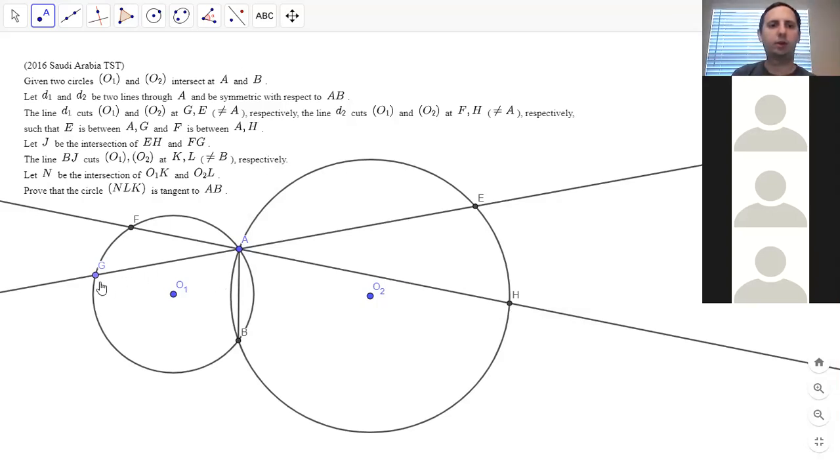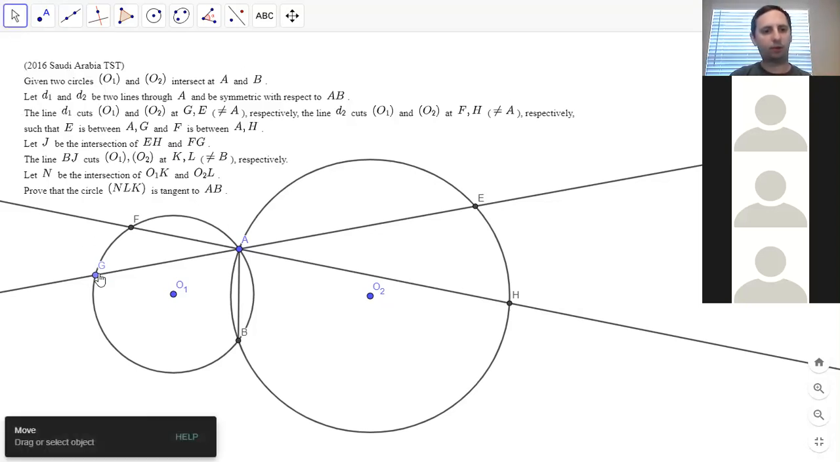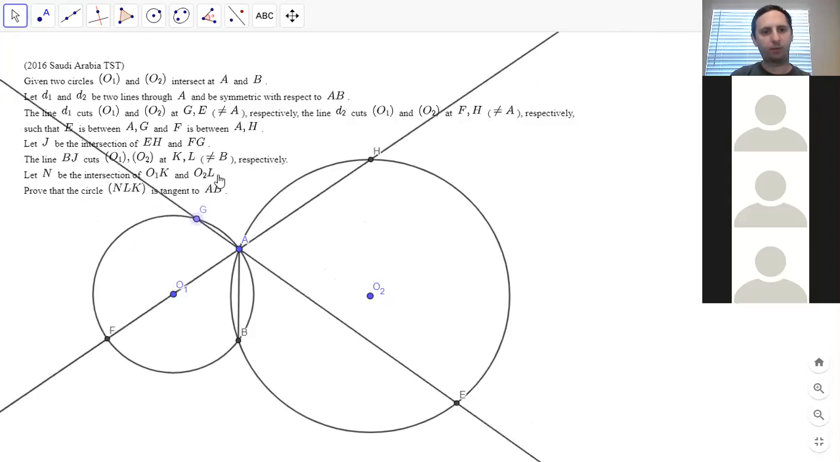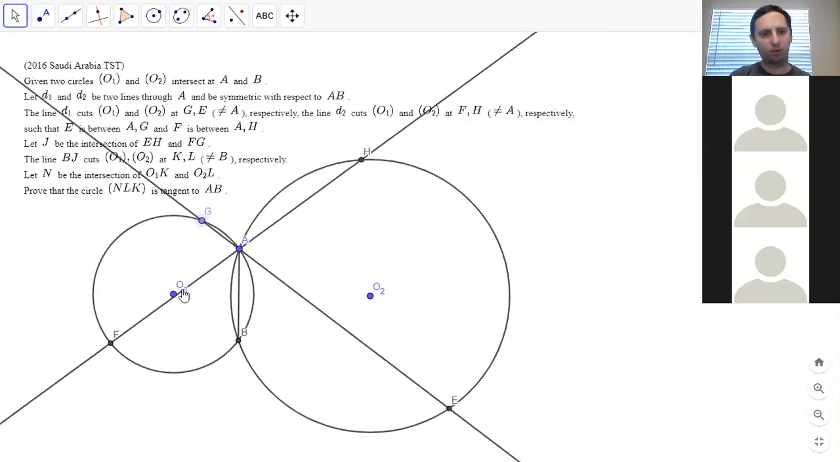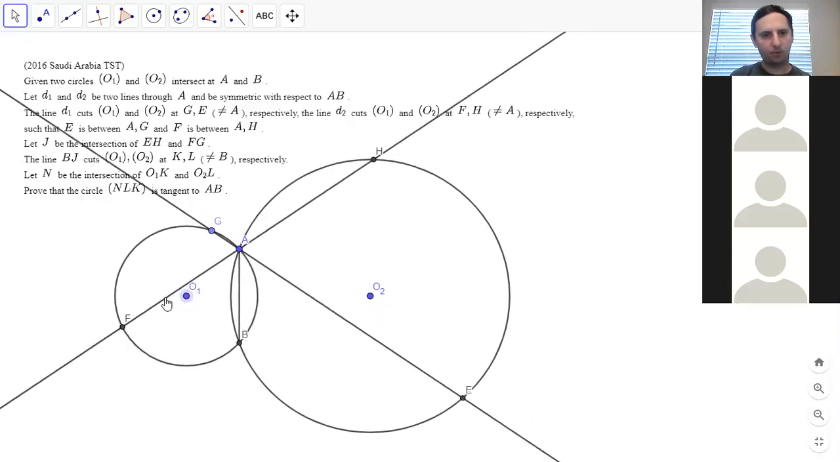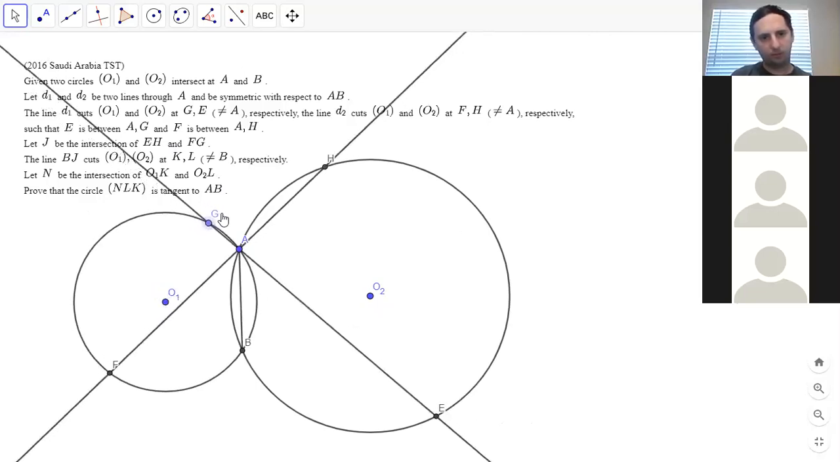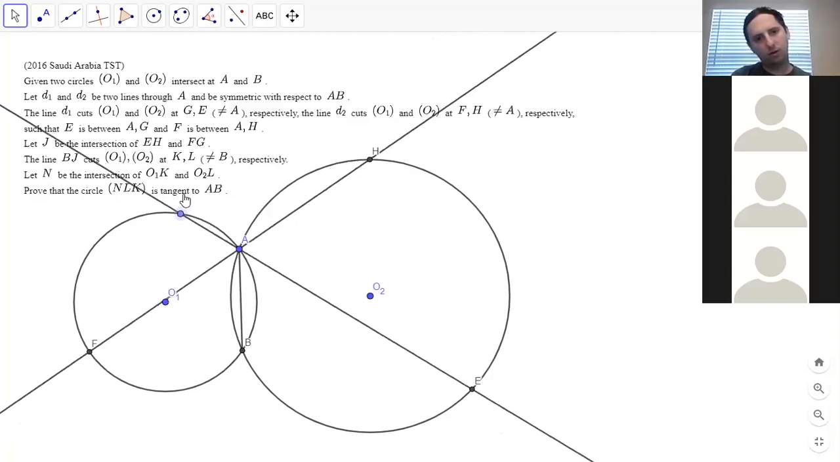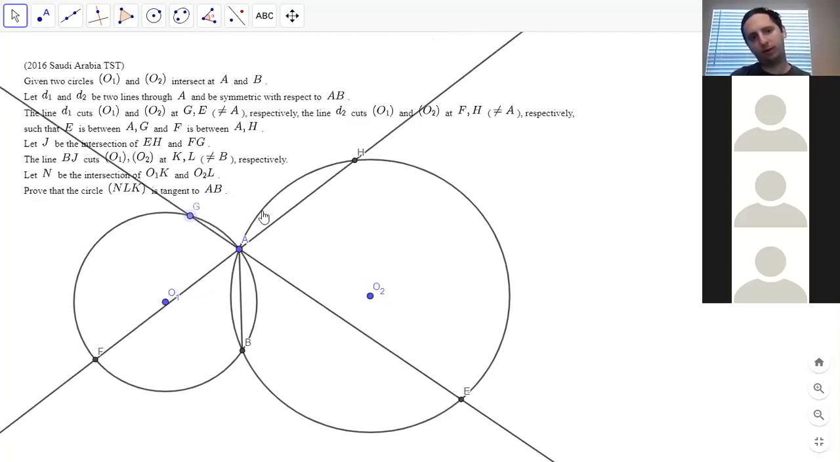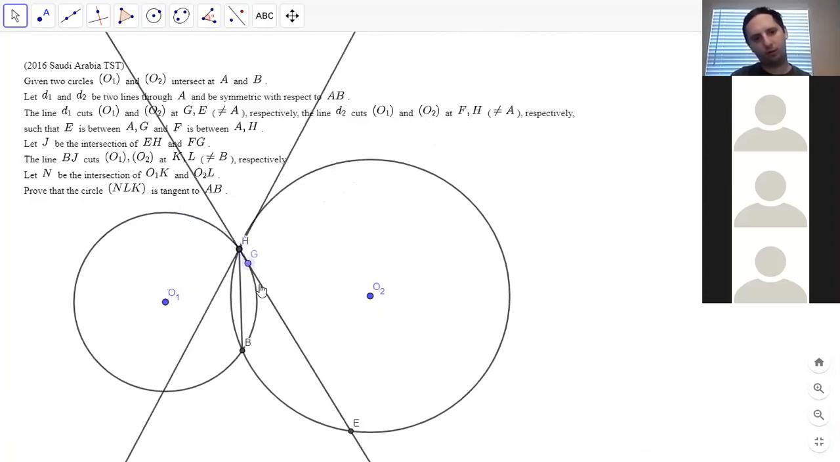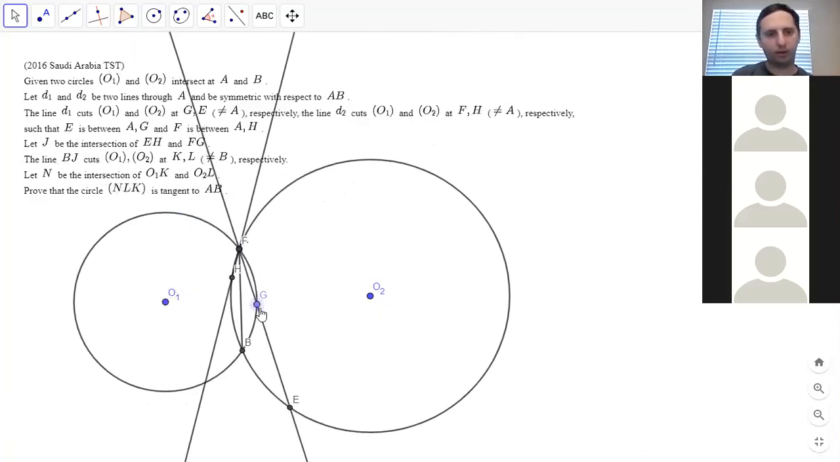So the first line cuts it at G and E. So E is between A and G. How does that work? Oh, I think the lines have to be more like this. So they have to intersect that middle portion. Oh, it's never going to intersect this arc unless. Yeah, so something more like this, I guess.